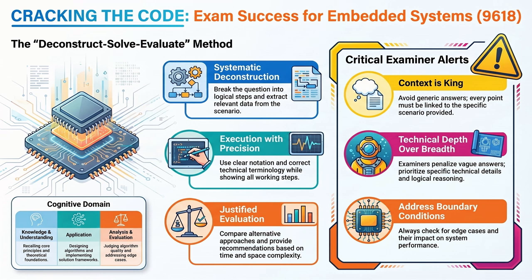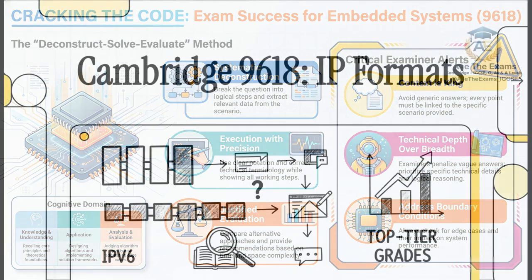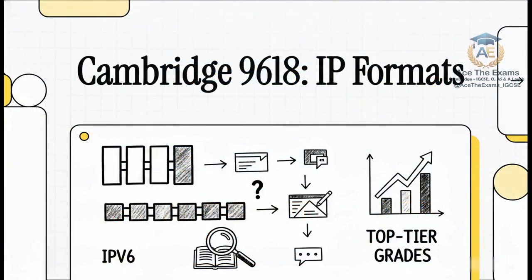Welcome to this explainer. Look, when it comes to Cambridge computer science, you've got to treat it like a boxing match. You need to float like a concept and sting like evidence. Jab, cross, hook. Those are your answer combinations. Today, we are stepping into the ring and unpacking exactly what Cambridge examiners are looking for when it comes to IPv4 and IPv6 formats in the Computer Science 9618 syllabus.